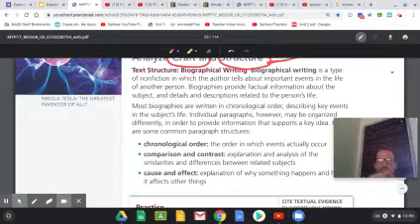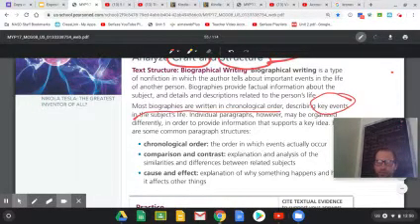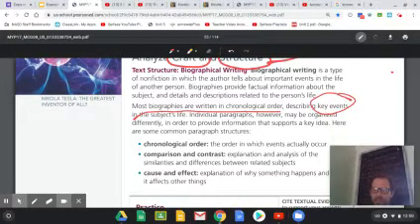Biographical writing is a type of nonfiction in which the author tells about important events in the life of another person, right? Autobiography being they tell about their own life. Biographies provide factual information about the subject and details and descriptions related to the person's life. So, an overall idea of this is descriptive writing is something to consider. Most biographies are written in chronological order, describing key events in the subject's life. However, individual paragraphs may be organized differently in order to provide information that supports a key idea.